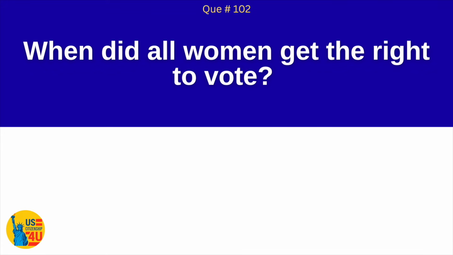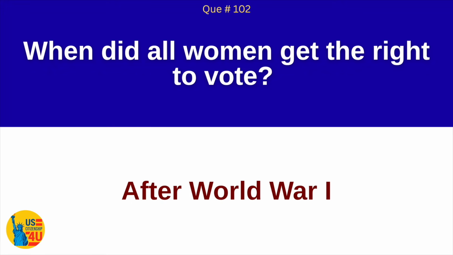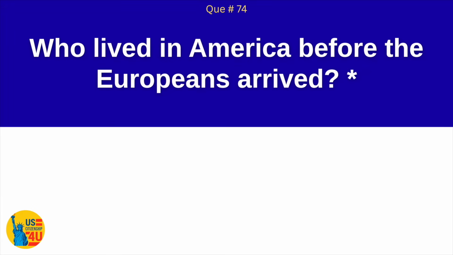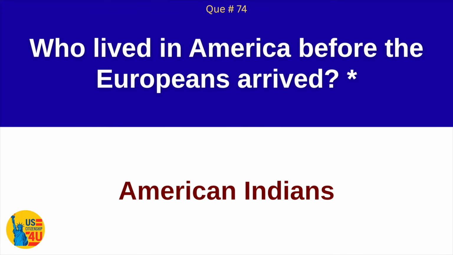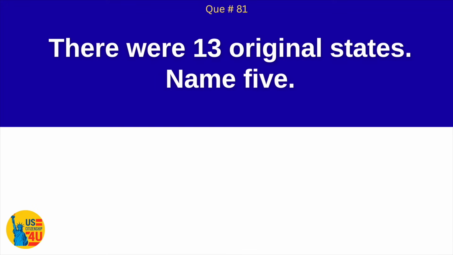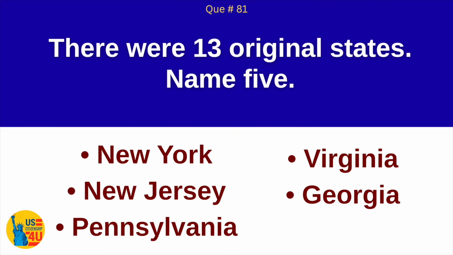When did all women get the right to vote? After World War I. Who lived in America before the Europeans arrived? American Indians. There were 13 original states. Name 5. New York, New Jersey, Pennsylvania, Virginia, Georgia.